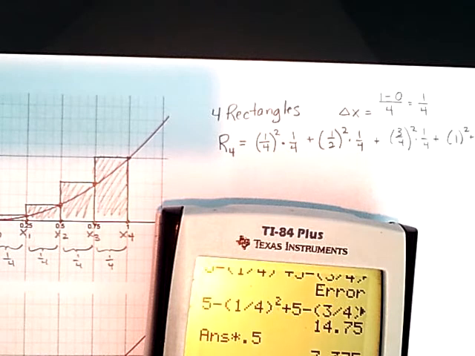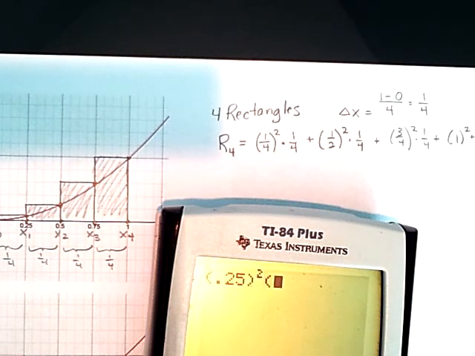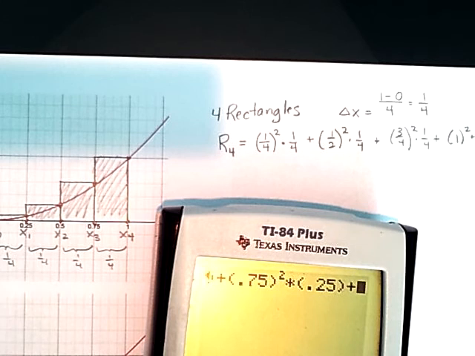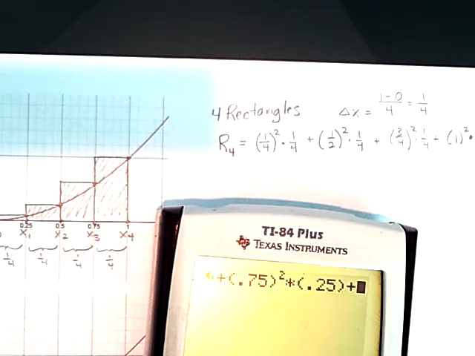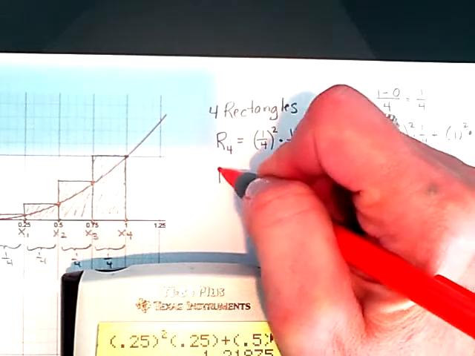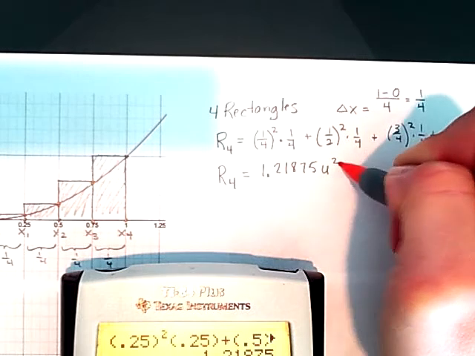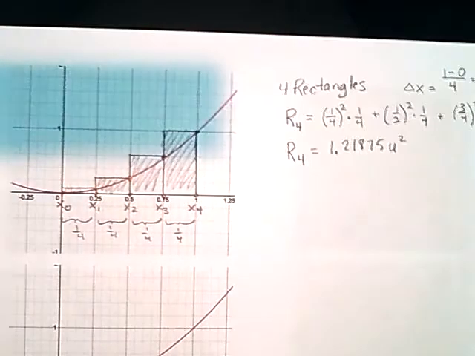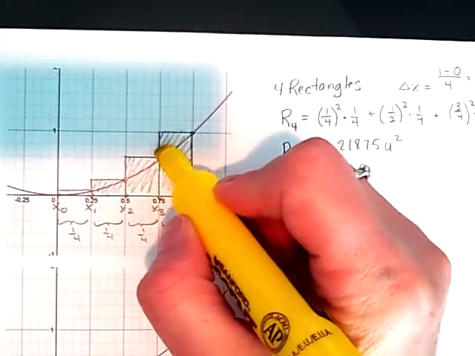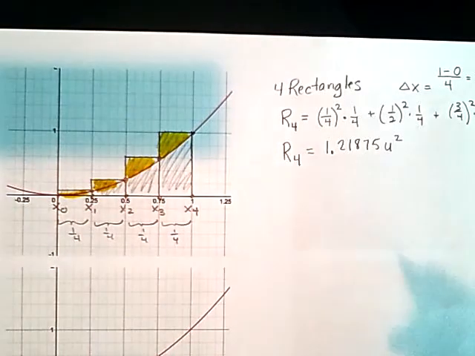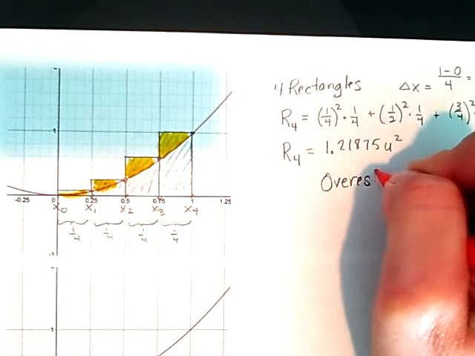So quick calculation in this. So I have 0.25 squared times 0.25 plus 0.5 squared times 0.25 plus 0.75 squared times 0.25 plus 1 squared times 1 gives me 1. So I get a total area using right endpoints is 1.21875 square units. Now, as you can see, I have a lot of this area that's an over what I really wanted to estimate. All of this area above that curve is extra. So that's going to make this be an overestimate.